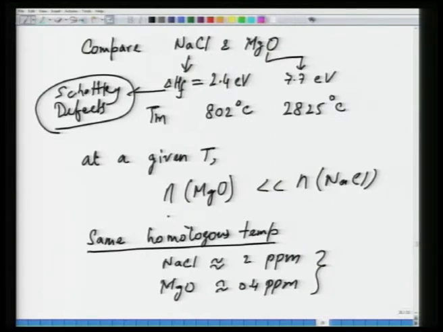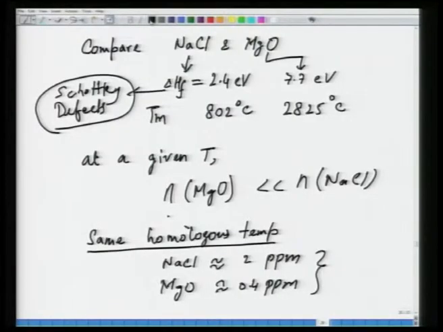And then we looked at the case of comparison of NaCl and MgO, and we see that magnesium oxide has very large defect formation energy as compared to NaCl, and this is because of high melting point, which is because of high bond energy or stronger bonds as compared to NaCl. So at any given temperature, the number of defects in MgO are much smaller as compared to NaCl. However, if you take the same homologous temperature, in that case the defect concentration works out to be roughly equal.